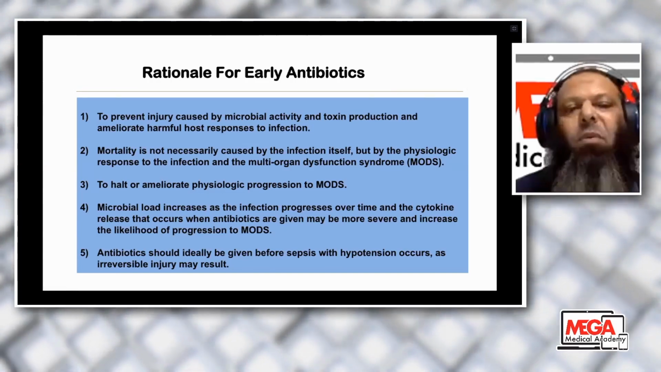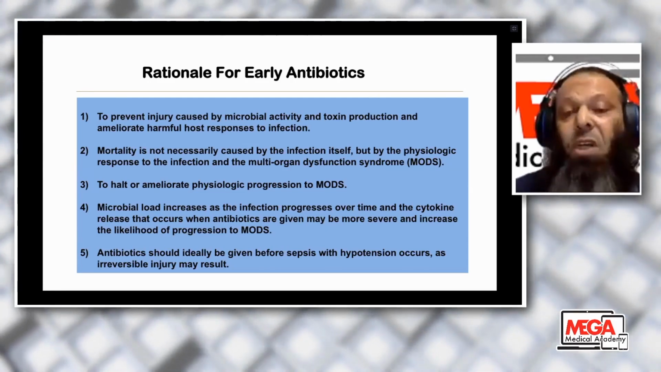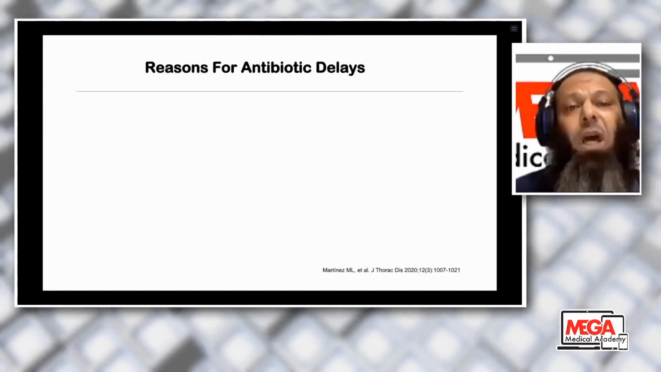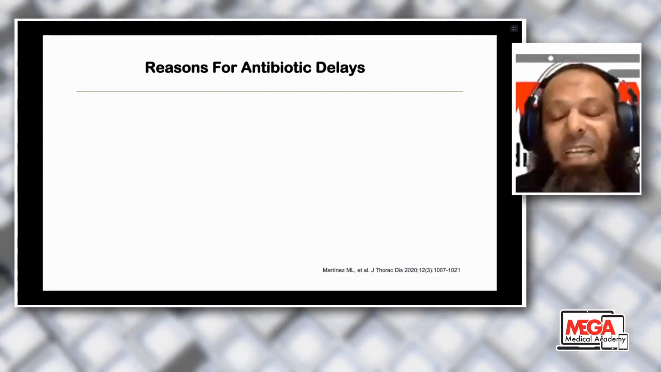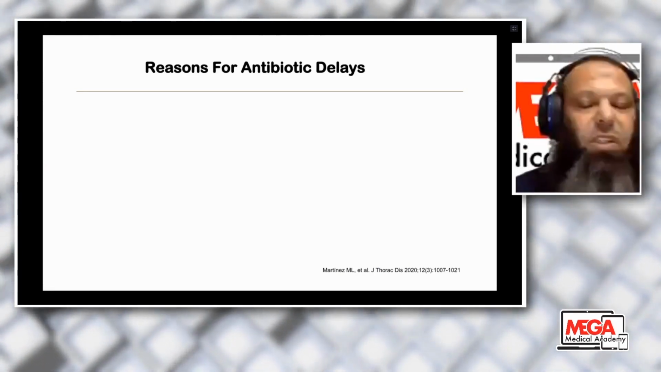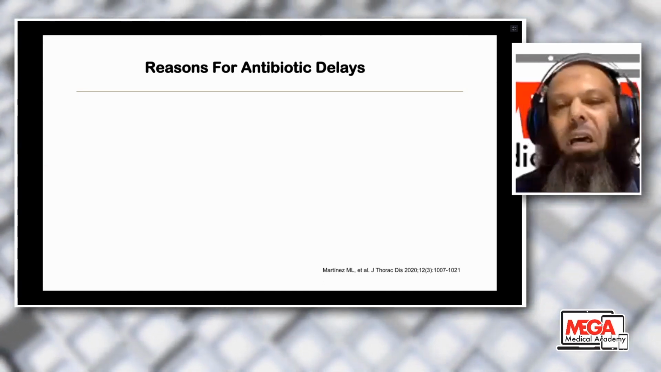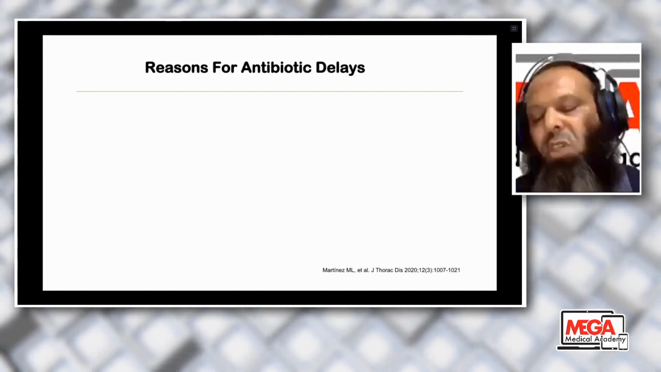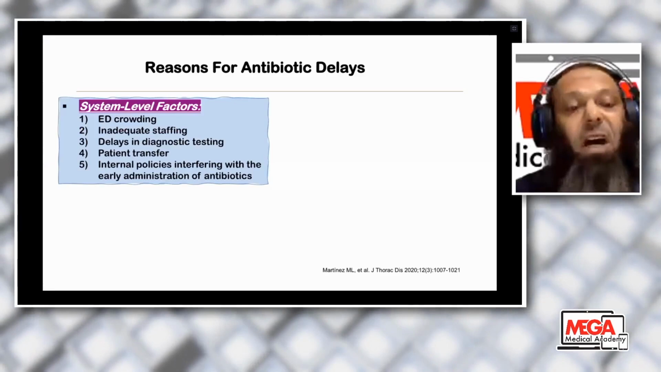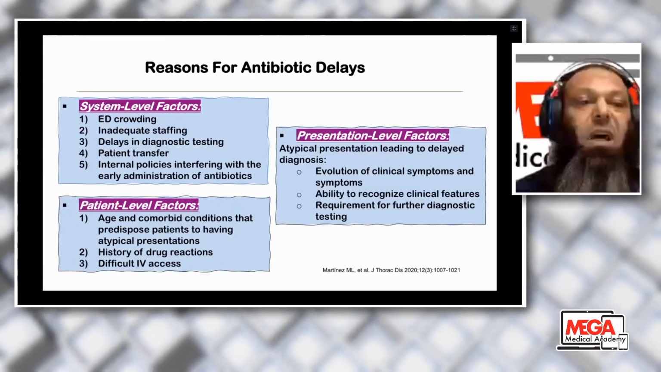And early antibiotics help to ameliorate this physiological progression to multi-organ failure syndrome. If you want to dissect the common reasons behind antibiotic delay in the ER, in the ICU, or on the floor, when you assess, for example, the RRT or SAT team or sepsis code, we found that there are system level factors, patient level factors, and presentation level factors.